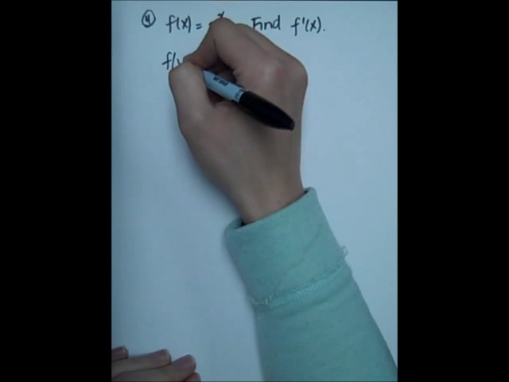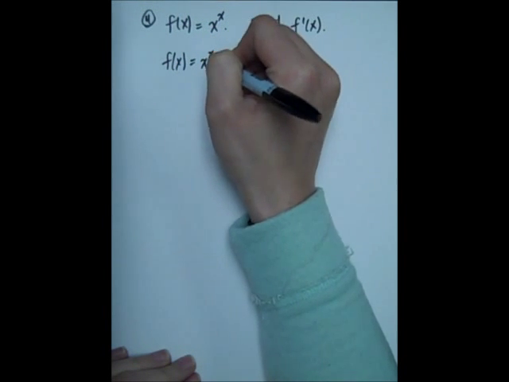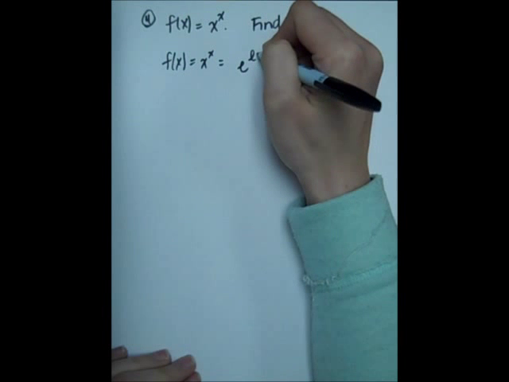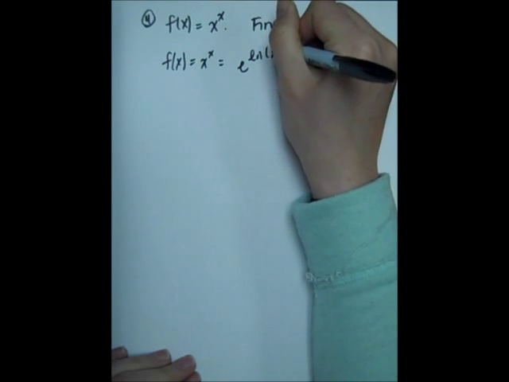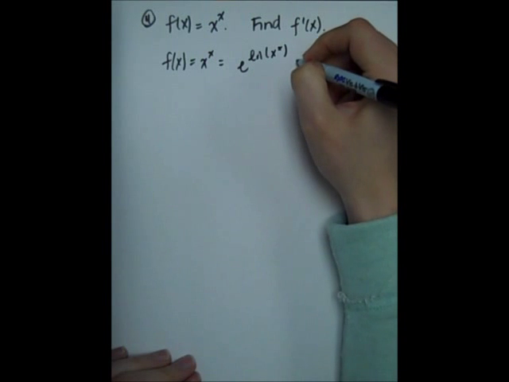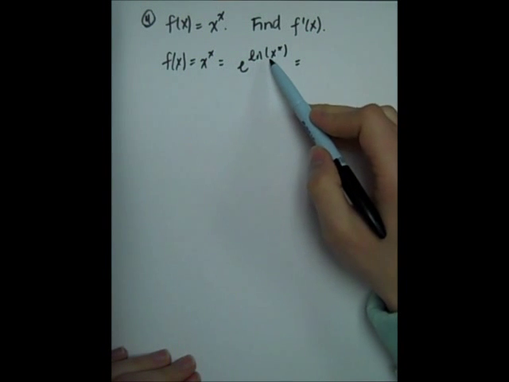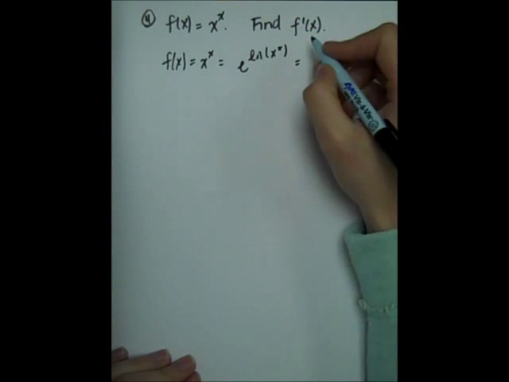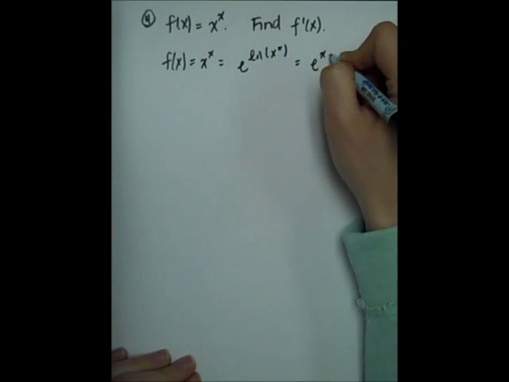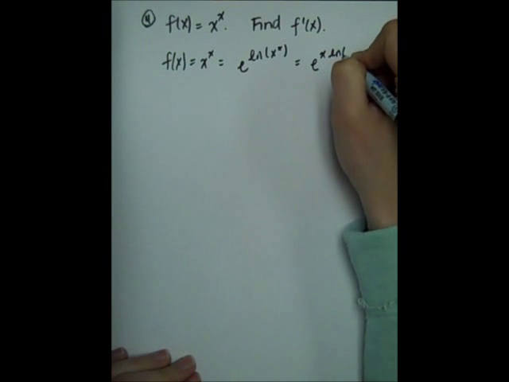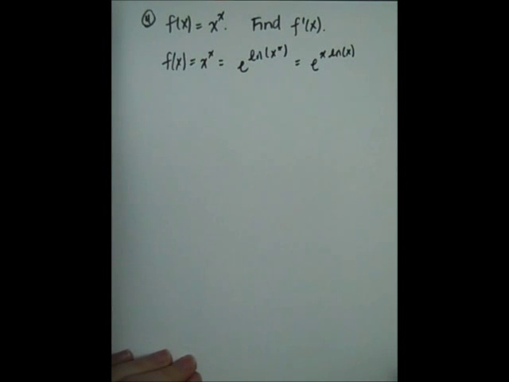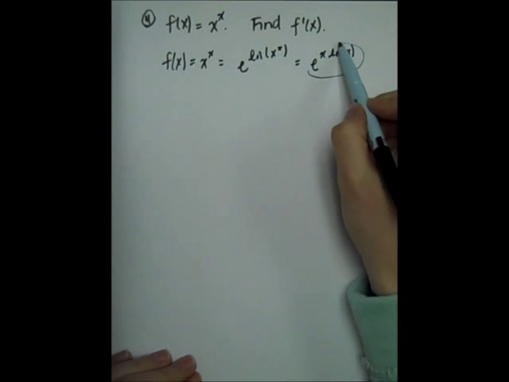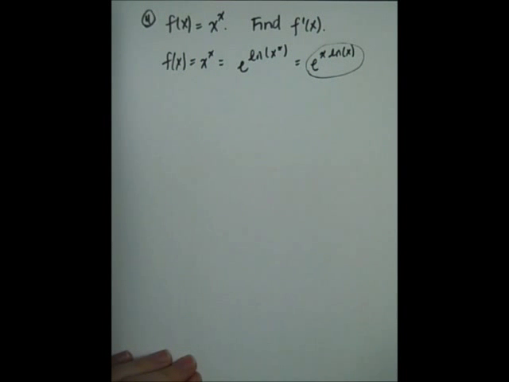So instead of saying my function is x to the x, I'm going to use the fact that e to the natural log of something is just that something. So all I did was write e to the natural log of x to the x, because these are inverses. And then I can bring this exponent out to the front. So it'll be e to the x times natural log of x. Okay, now this is a function we can find the derivative of. So we rewrote it so that we can find the derivative.